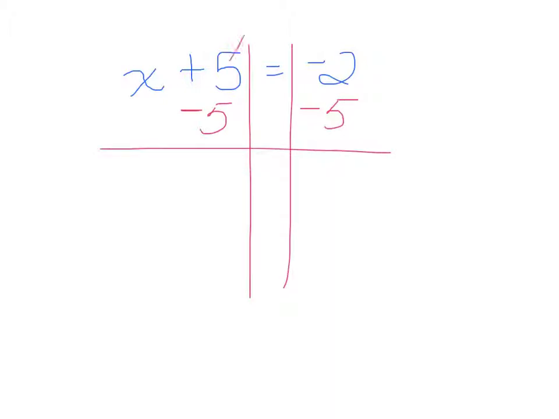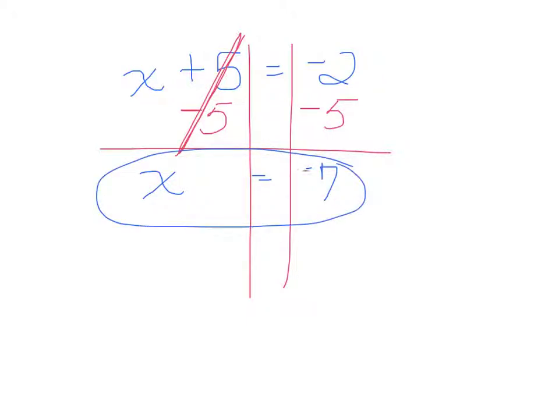5 minus 5 adds out to 0. That leaves me with x is going to equal what negative 2 minus 5 is, which is going to be negative 7. So if I want to check, negative 7 plus 5 is equal to negative 2. So this checks. Okay, so I end up with the solution x equals negative 7.